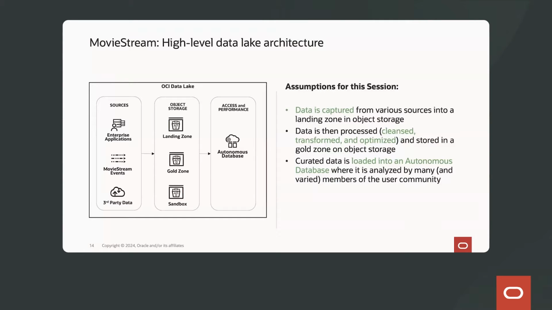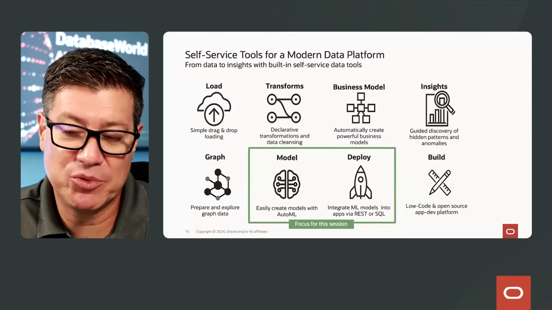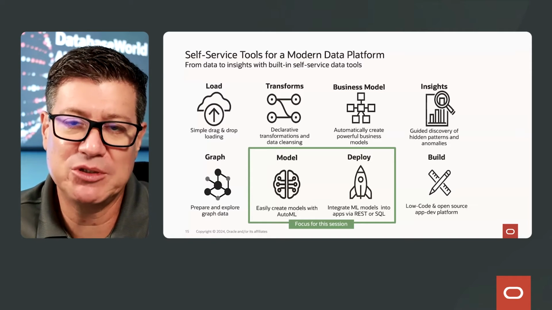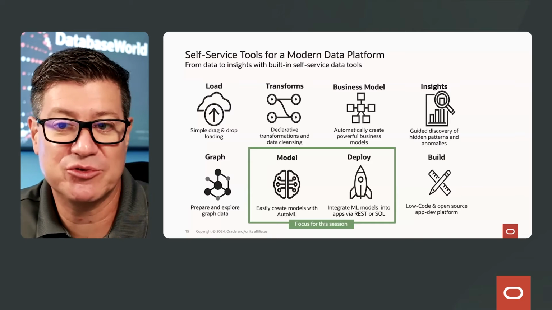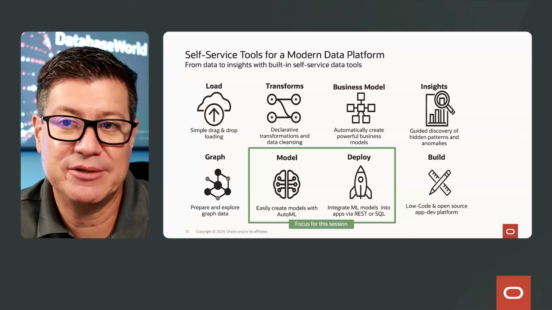So for that, I'm going to assume that I have a data lake, right? In our Oracle Cloud Infrastructure. I got lots of different sources, right? I have enterprise applications, movie stream events, right? Third-party data. I also have an object storage where I have landing zone, gold zone, and sandbox, right? And the idea here is that I'm going to be using the autonomous database for working with that data, right? Once that data is loaded and cleaned up and prepared for me. I'm going to be showing you the model portion and the deployment portion of the machine learning components there. There are many other tools that are available in autonomous database for self-service, like loading and transformations and graph and things like that. I'm going to be focusing specifically on the machine learning side.